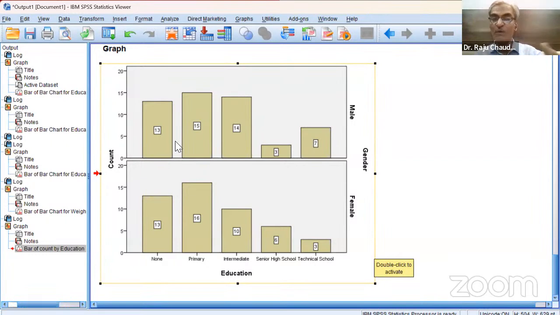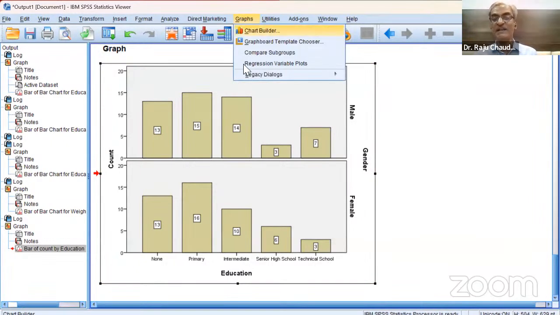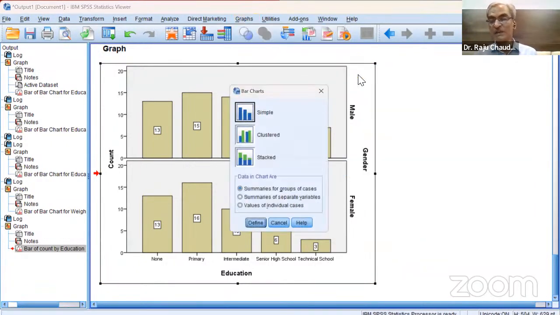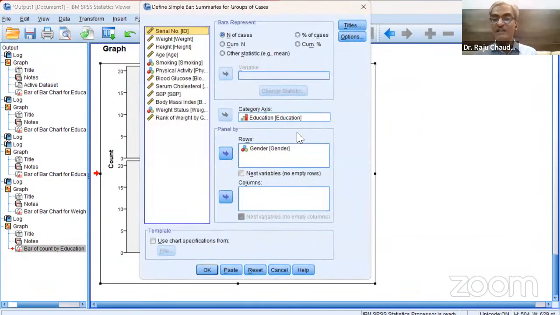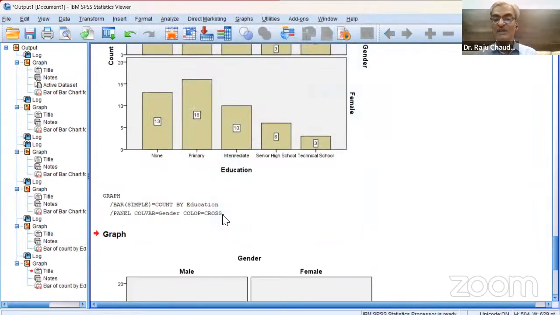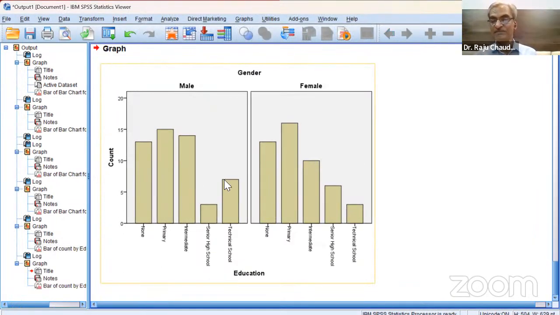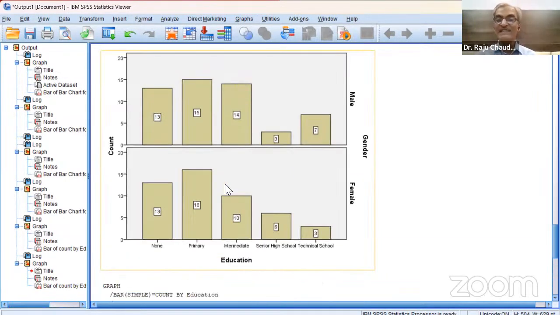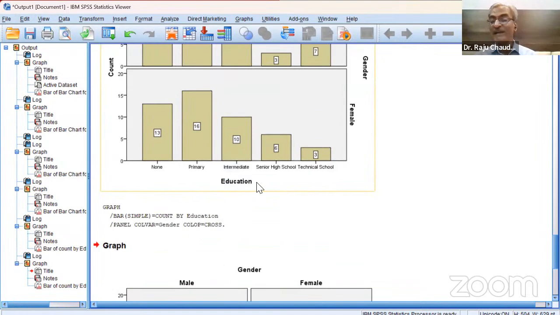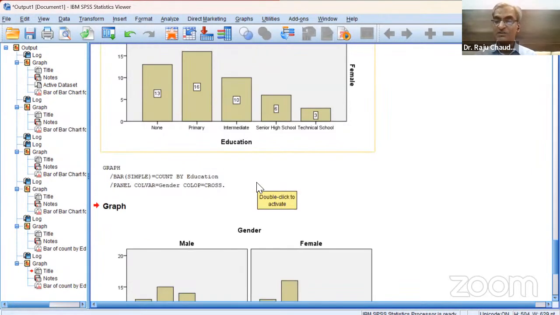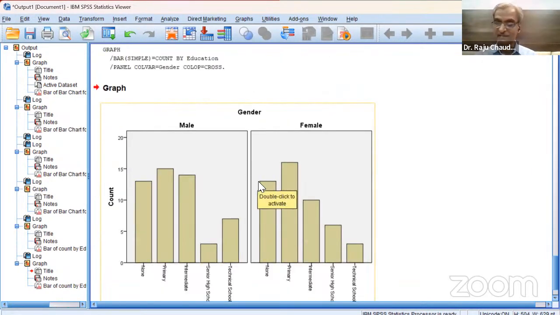Now, why do we have it row wise? Because I have selected row wise. So if you repeat the process, and instead of the row, suppose I select the column and click OK. So I have side by side. This is how we can create a panel simple bar chart in SPSS.